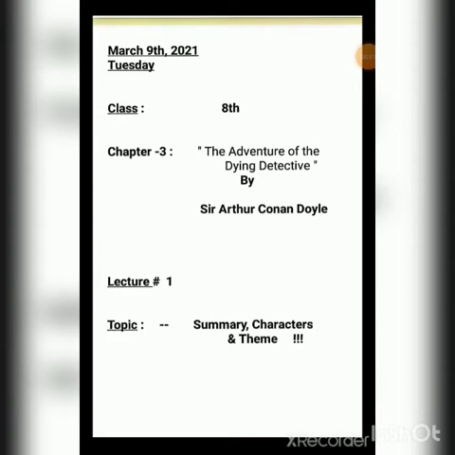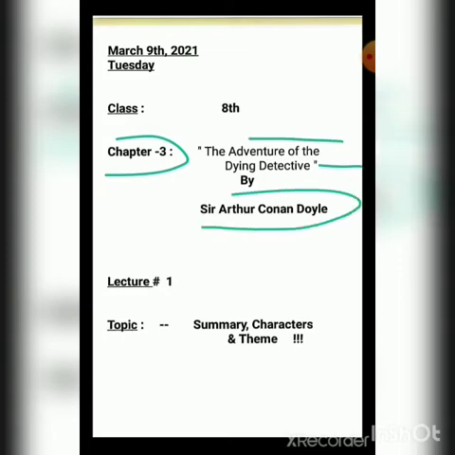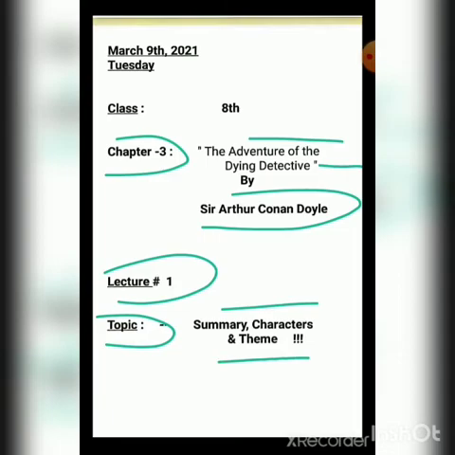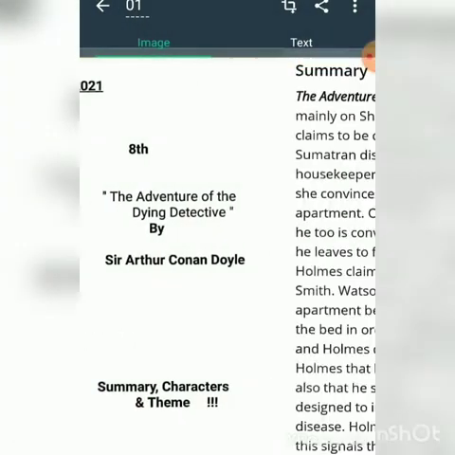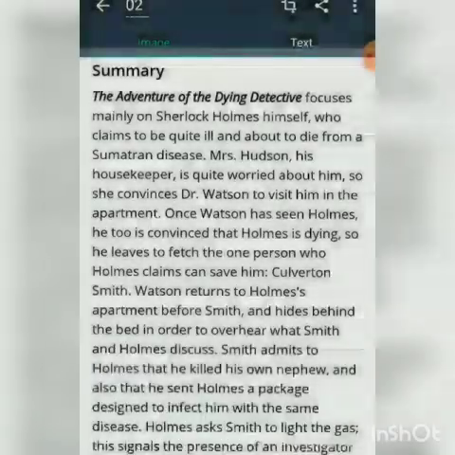Alright guys, so today we are going to do the new chapter, chapter number 3, that is The Adventure of the Dying Detective. It's written by Sir Arthur Conan Doyle. This is lecture number 1 and the topic of today's lecture is summary, characters and themes. So first of all, we have the summary.